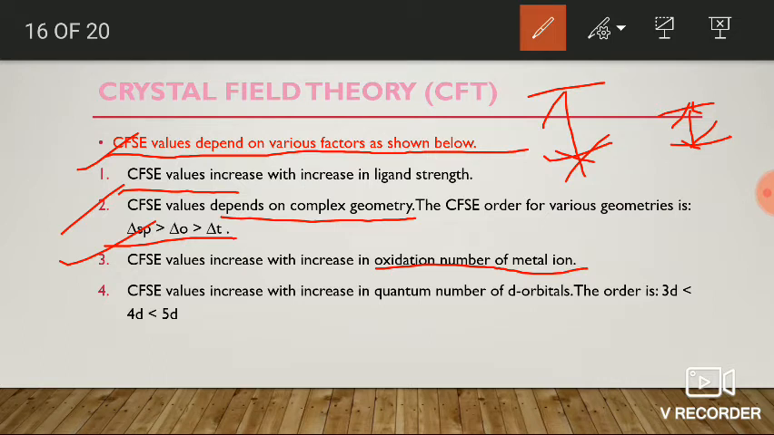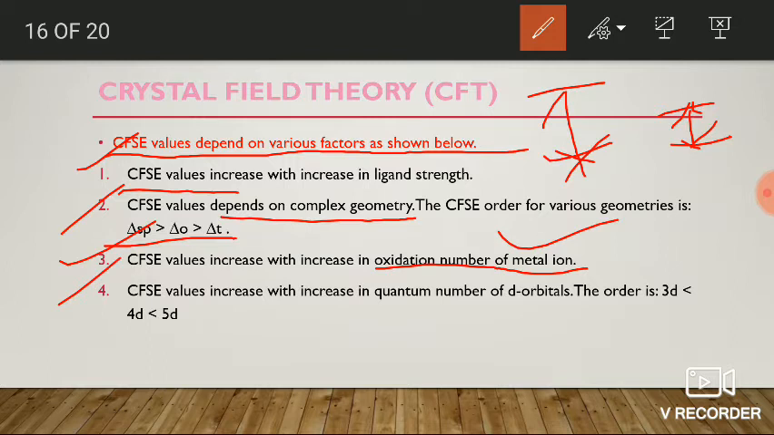The third one is that it also depends on the oxidation number, or nature of the metal ion. If the oxidation number of the metal ion is high, then the size of the metal ion is small, so there are strong nuclear attraction forces, so more polarization of the ligand, so more electrostatic forces or more ionic character, so CFSE values are more. So CFSE values increase with increase in oxidation number of the metal ion.